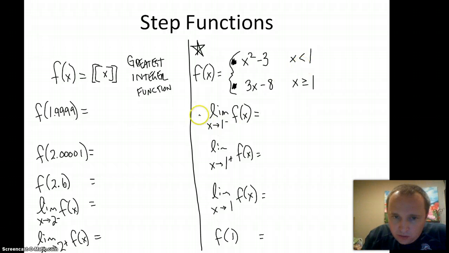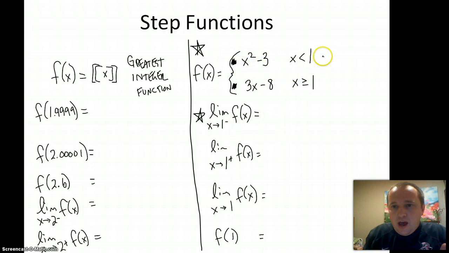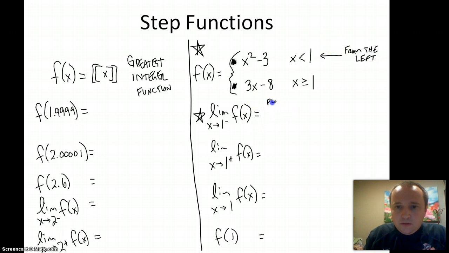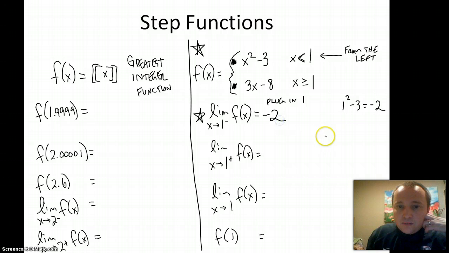Well, we're going to do our first limit here. As x approaches 1 from the left. Well, from the left side, it is less than 1. So I am dealing with this function. This is from the left. Well, what does this guy approach from the left? Well, to find out, I plug in 1. I know it doesn't exist at 1 because it's just less than, but I'm going to plug it in to see what value it approaches. So I plug it in, I get 1 squared minus 3, which is negative 2. So what does it approach from the left? Negative 2. Now, what does it approach from the right side?